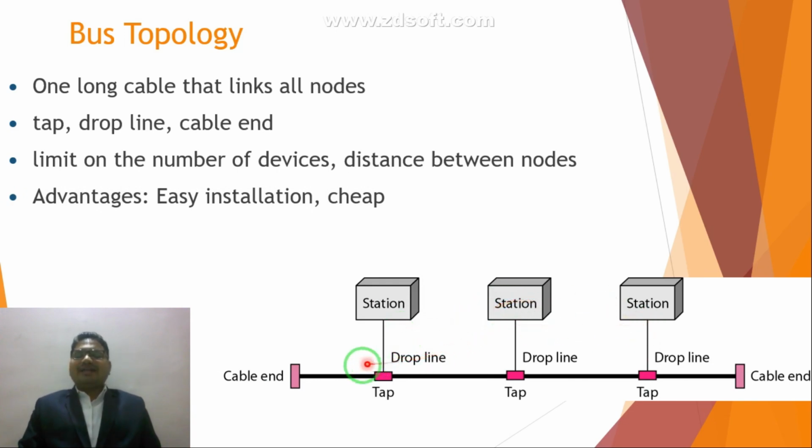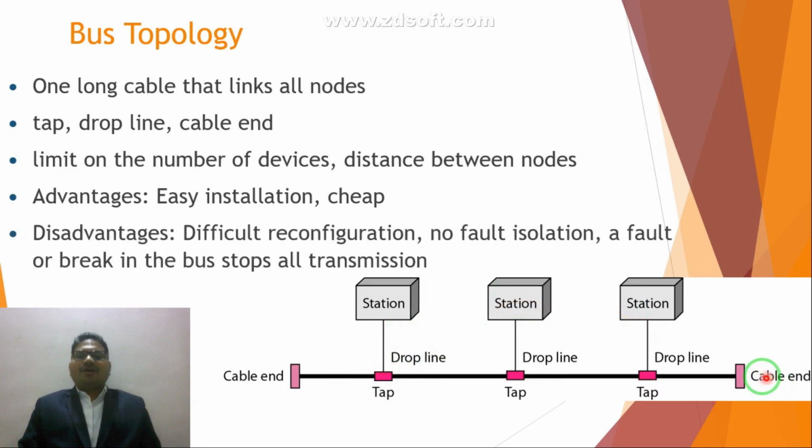Advantages of bus topology: it is easy to install and cheap. But the disadvantages: it is difficult to reconfigure. For a large or longer distance, you couldn't use this bus topology. Fault isolation is very, very difficult. Even a break or a puncture in this backbone cable is going to stop all the transmission. And when the signal travels from one tap to another tap, there is an energy loss at these points. The signal energy is lost in the form of heat, right? So this is also a major disadvantage of bus topology. We couldn't use it for long distance communication.